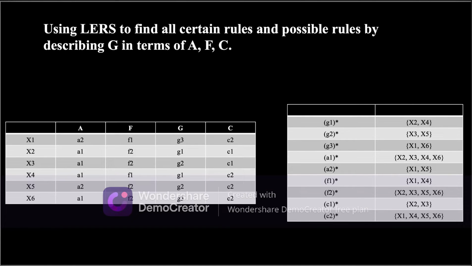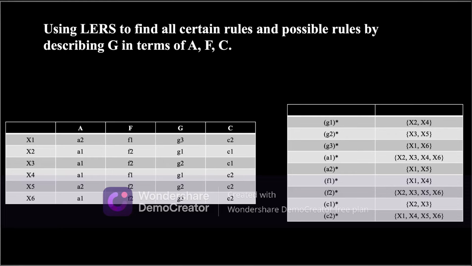In this presentation, I am going to solve a problem on LERS. From the given table on the left hand side, we are going to find all the certain rules and possible rules by describing G in terms of A, F and C. Here, x1 to x6 are 6 objects. A, F, G, C are attributes and A1, A2, F1, F2 and so on are properties. G is going to be our decision attribute as we are going to describe G.